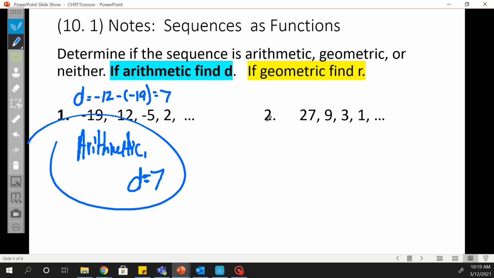Next, 27, 9, 3, and 1. Well, it kind of looks like we are dividing by 3 each time, but a geometric sequence is supposed to be multiplying. Well, this is geometric. The only difference, we have to express that division as multiplication.